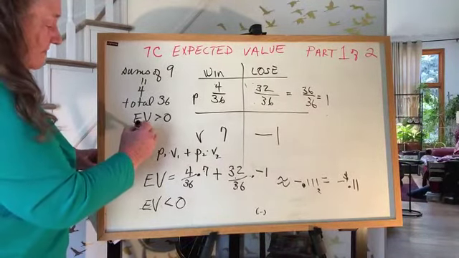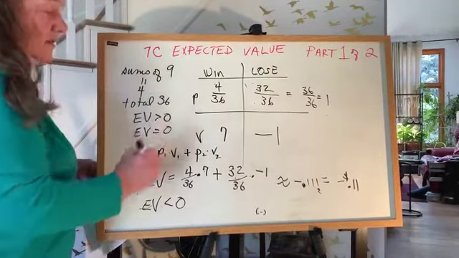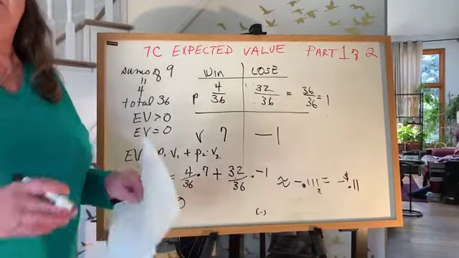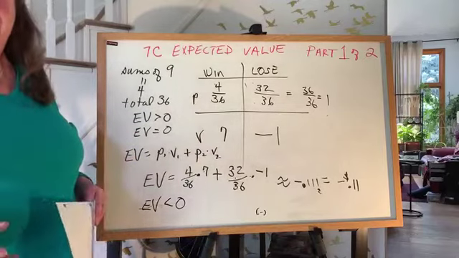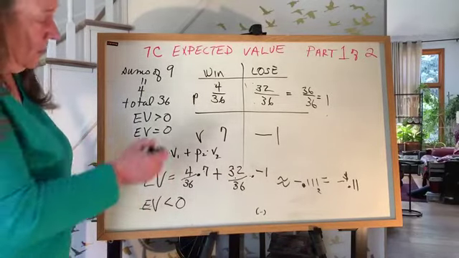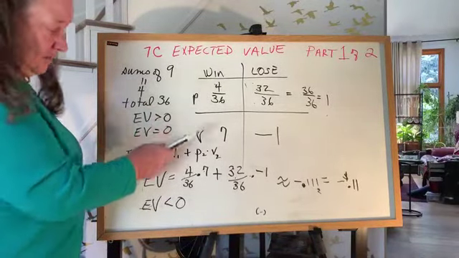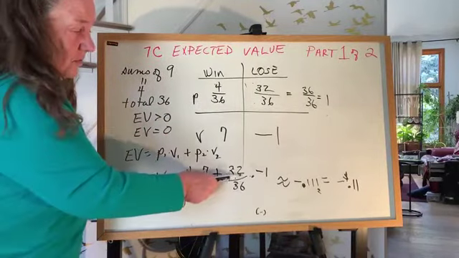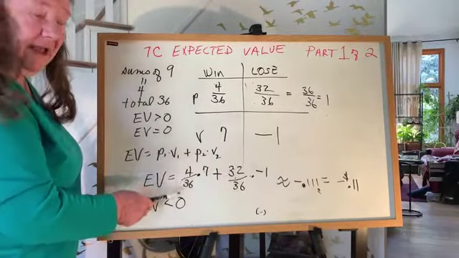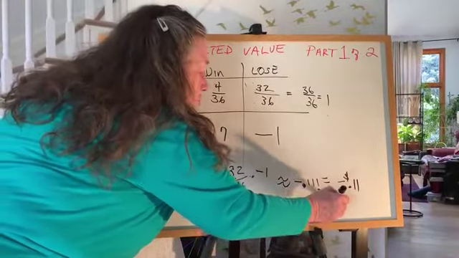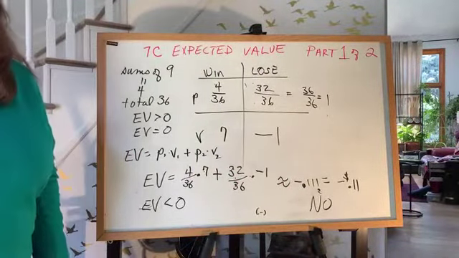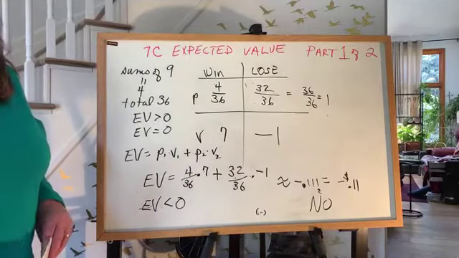If the expected value is equal to 0, then it's no harm, no foul, it's fair to you, and it's fair to the house. Okay? So what you do is you set up your chart, you write your expected value equation, you calculate it, and then make an answer. No, do not play. Why? Because the expected value is negative.